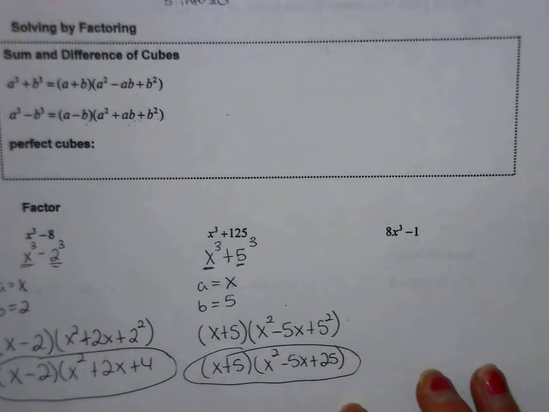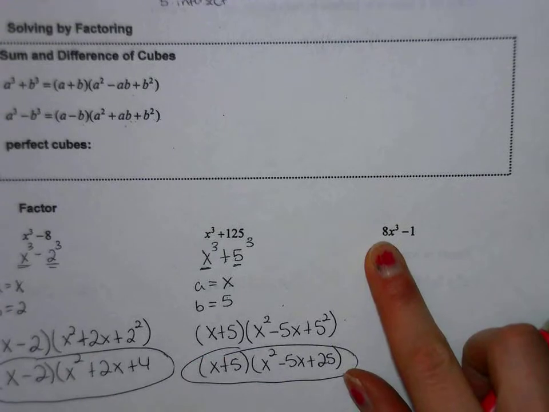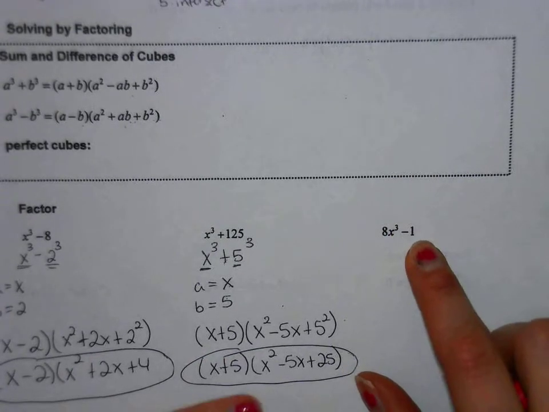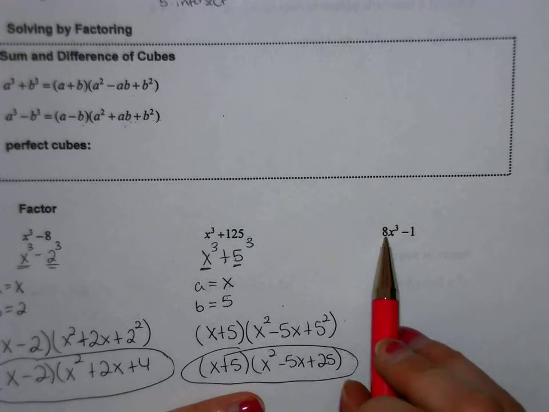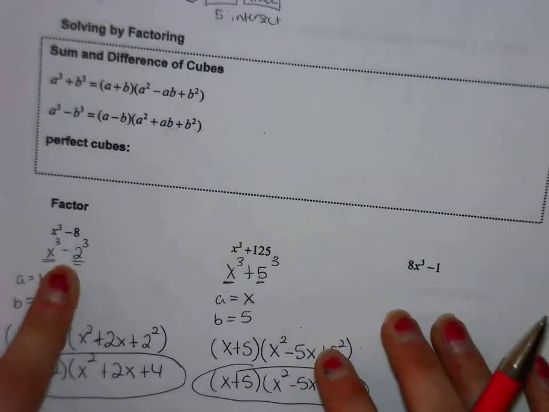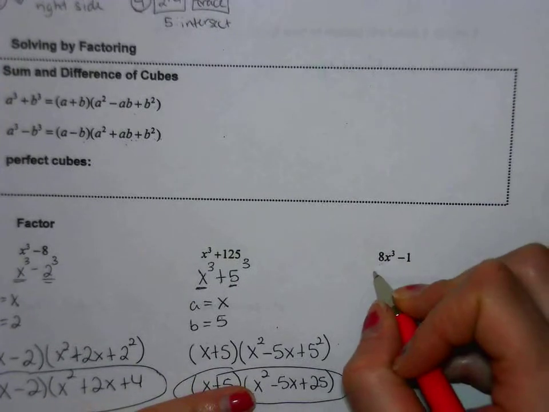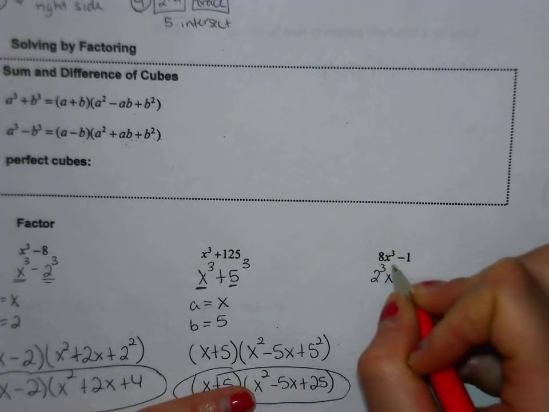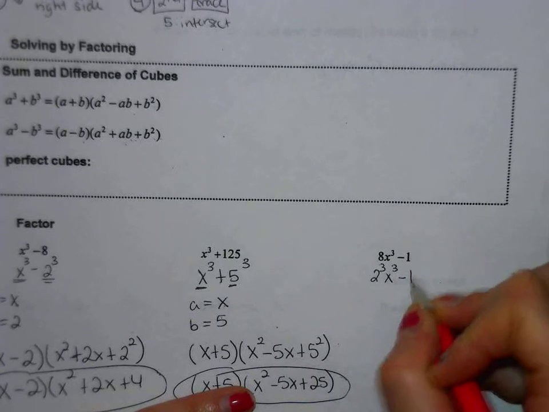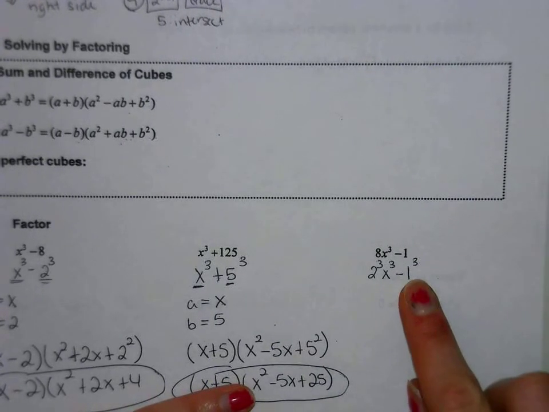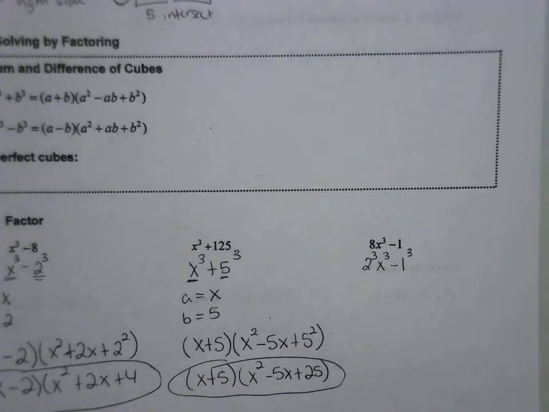Alright, let's look at this third one. Here we have 8x to the third minus 1. 8, we need to change it since there's a number here now besides 1. And we learned from over here in our first problem that 8 can be rewritten as 2 to the third. So this is 2 to the third x to the third minus 1 to the third. Anything that's just a 1, 1 times anything is just itself, so 1 to the third.